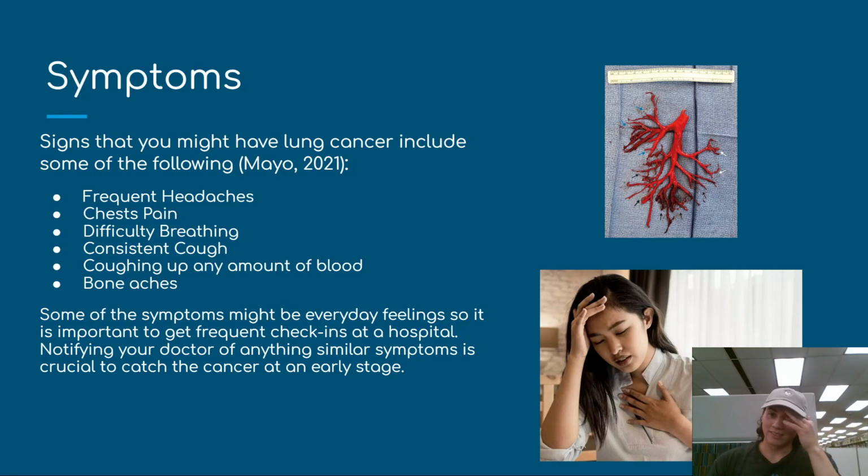Some symptoms that you might have of lung cancer vary from very simple stuff like a regular cough or bone aches, to something very extreme like consistent coughing or even coughing up blood, difficulty breathing, stuff of the sort. The stages vary based on what kind of symptoms you have.